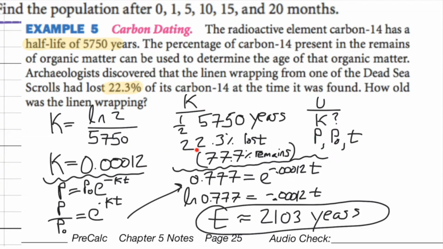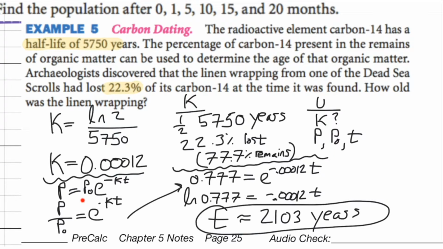We can plug that into here. Notice this equation has the negative symbol here. P is equal to P0 e to the negative kt. If you have a negative, that means it's decaying. It's getting smaller and smaller.